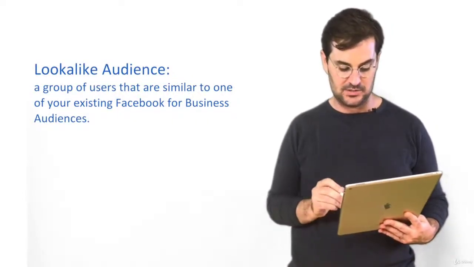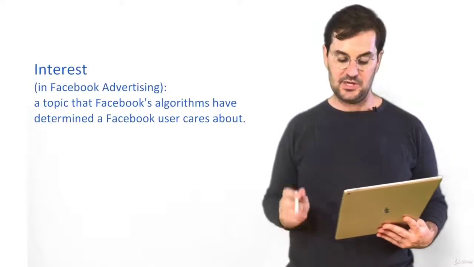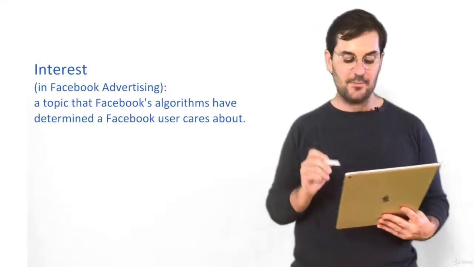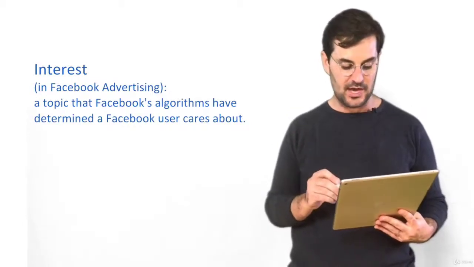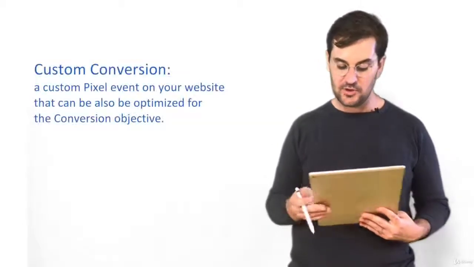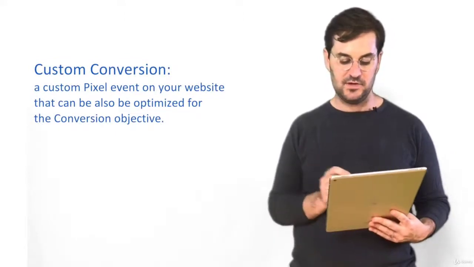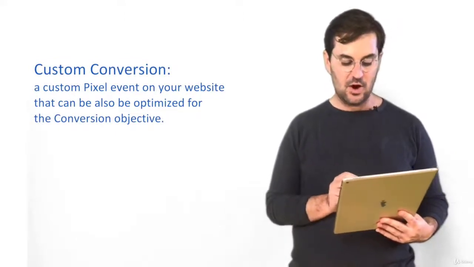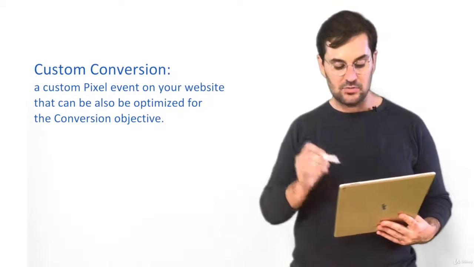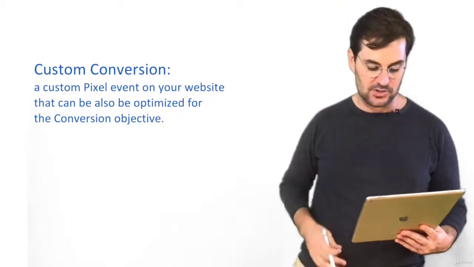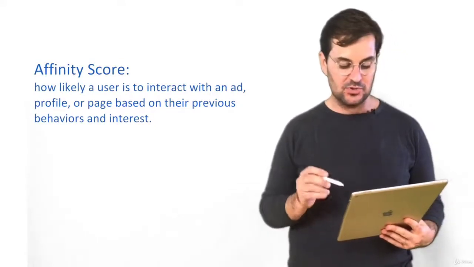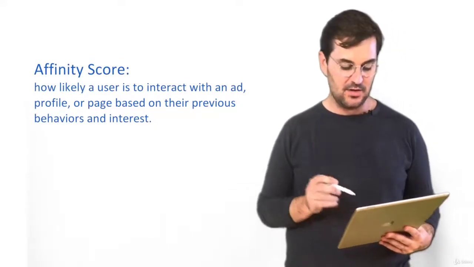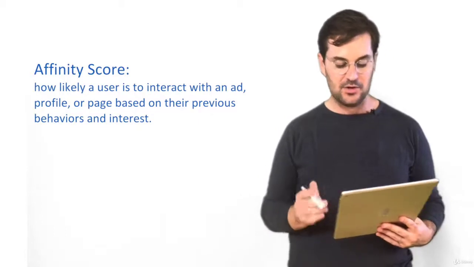A lookalike audience is a group of users that are similar to one of your existing Facebook for Business audiences. An interest in Facebook advertising is a topic that Facebook's algorithms have determined a Facebook user cares about. A custom conversion is a custom pixel event on your website that can also be used to optimize with the conversion objective. An affinity score is how likely a user is to interact with an ad, profile, or page based on their previous behaviors and interests.